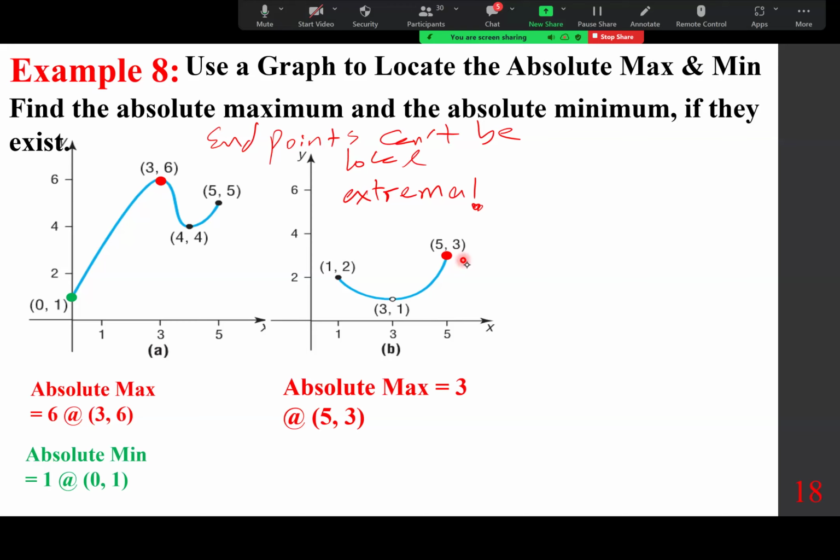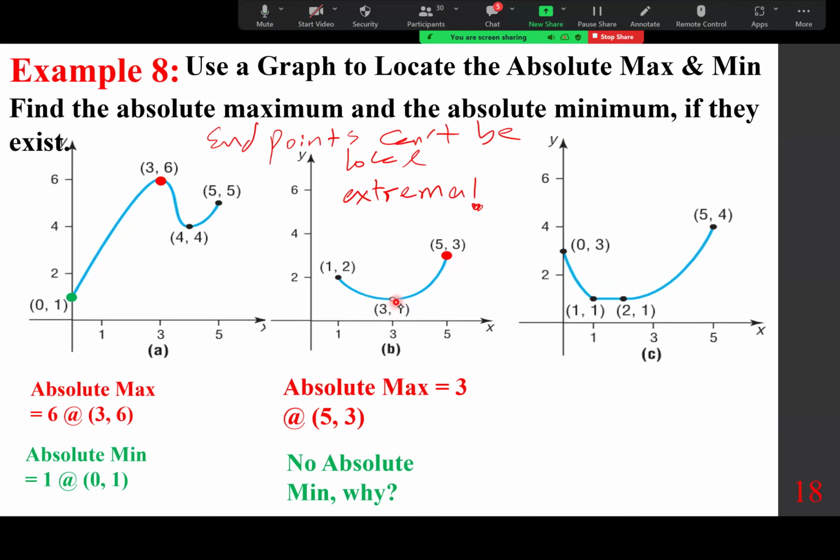Now, what about local min? If this wasn't a hole, that would be a local min and absolute min. But because there's a hole, we don't have it. No absolute min, okay? Because there's a hole here. What about this one? This end point is nothing. This end point is the maximum. So absolute maximum is 4 at 5, 4.